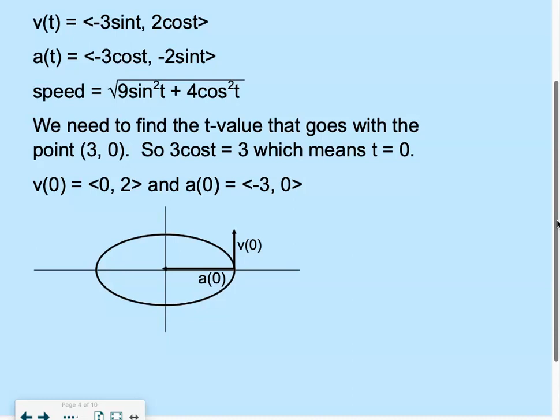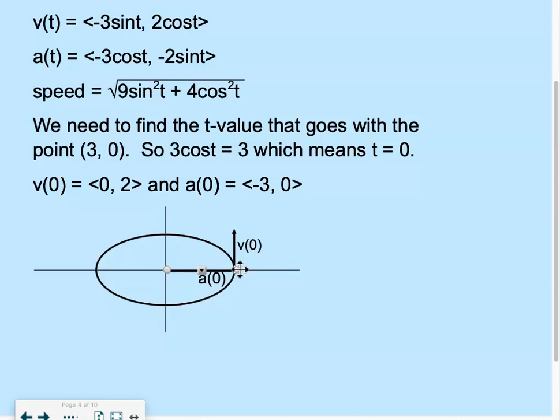So if your point is the point 3, 0, which is right here, from 3, 0 we would go 0 left or right and 2 up, right? And that would be our velocity vector. From the point 3, 0 for acceleration, we would go 3 to the left and 0 up or down, right? So you get this guy right there.